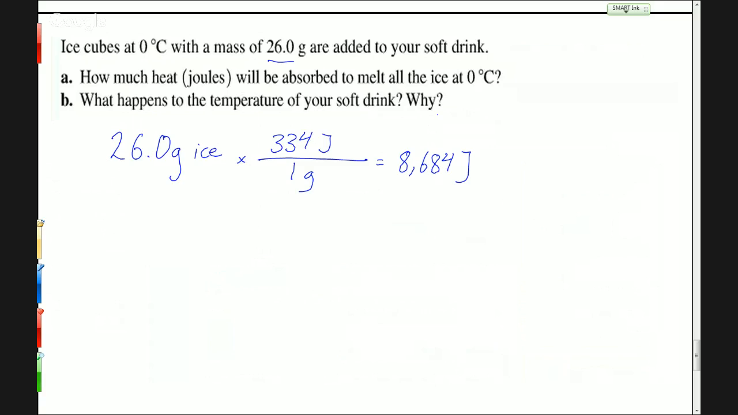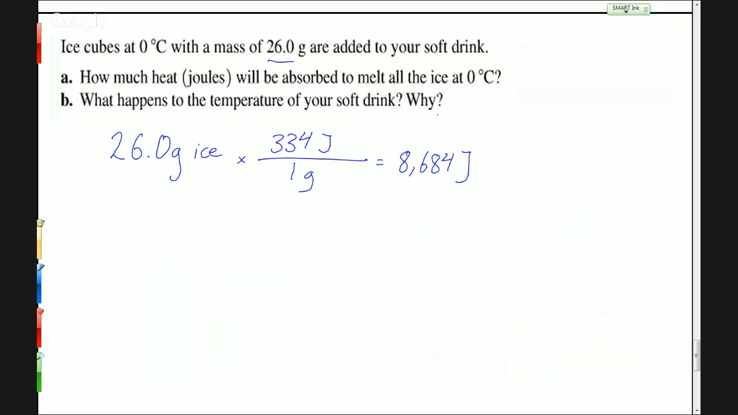Does that help? Does that make sense? And there are some problems like this for the lab tomorrow also. Let's answer the other one just because it's interesting. What happens to the temperature of your soft drink when you add the ice to it at 0 degrees?